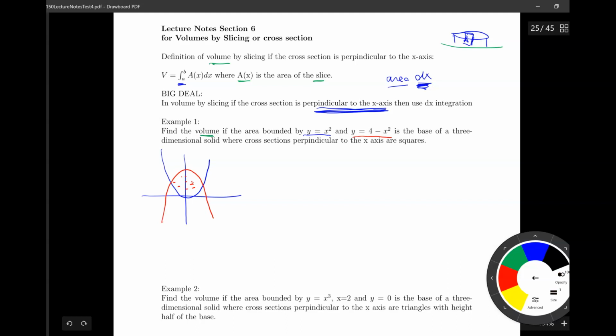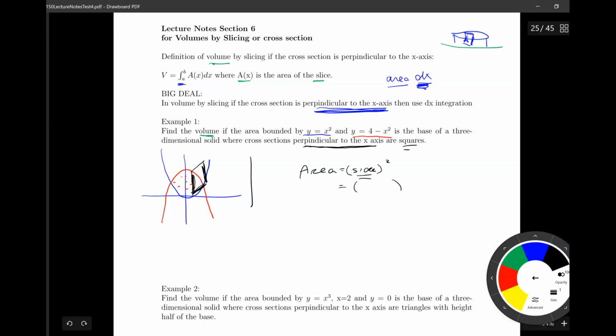And so I want to find it if the cross sections are perpendicular to the x-axis. So that means slices are made this way. So here's a slice, and what's popping up out of the bottom of the cake is a square. So I'm going to attempt to draw a square that's coming up out of it. All right, and the squares have thickness dx. So it's our job to find the area of that shape. The area of the square is side length squared. So I need to find out what the length of that side is using the function.